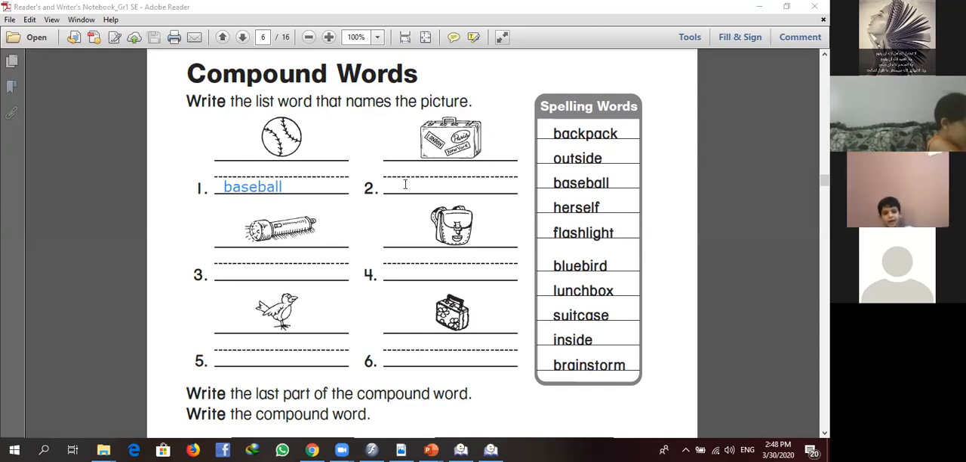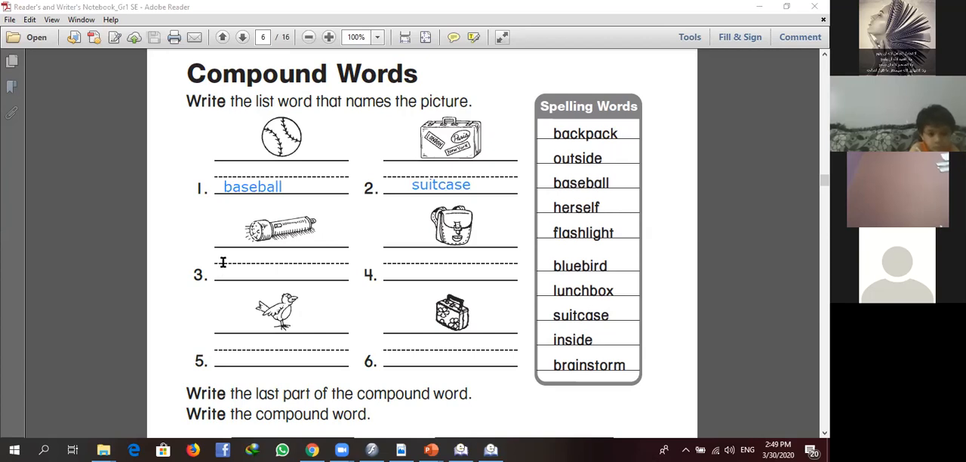Omar, the next one over here. What is it? Look at the teacher. Which picture? The second picture is what? I'm gonna give you two choices, okay? Is it lunchbox or a suitcase? Suitcase. Over here, this picture, number two. Is it lunchbox or suitcase? Suitcase, that's right. So let's write suitcase. Okay. Let's see the next one over here.